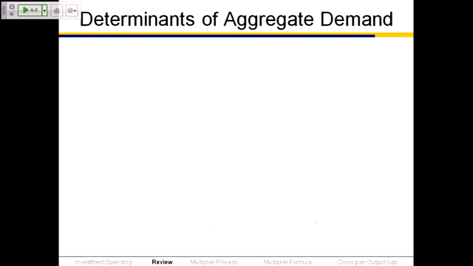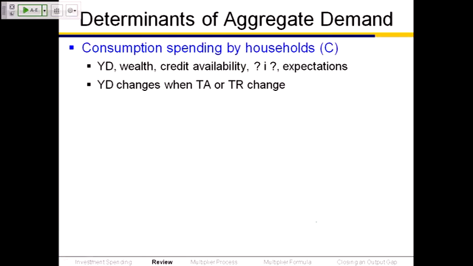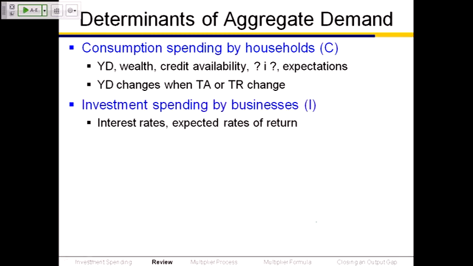Remember, the aggregate demand is the sum of four components. We have consumption spending by households. We've looked at that. Consumption spending depends upon disposable income, wealth, credit availability, interest rates maybe, because there's contrasting effects of interest rates, and expectations. Disposable income changes not only when income changes, but also if there's a change in taxes or transfers. We've now talked about investment spending. We did that last week, and you did the game in section, and we just summarized it now. Investment spending depends primarily upon interest rates and expected rates of return, and in really weird situations like the 2007-2009 downturn, depends upon a credit crisis or credit availability.